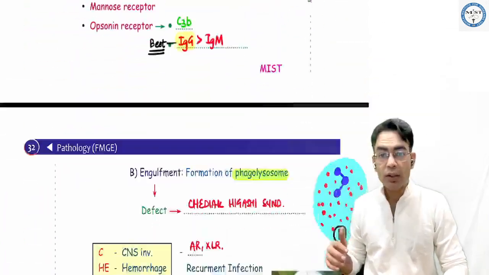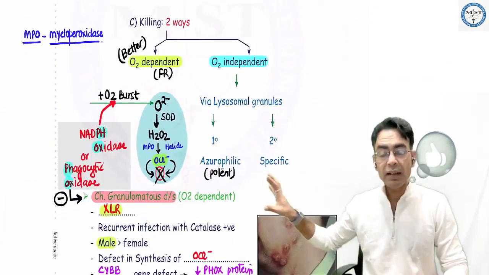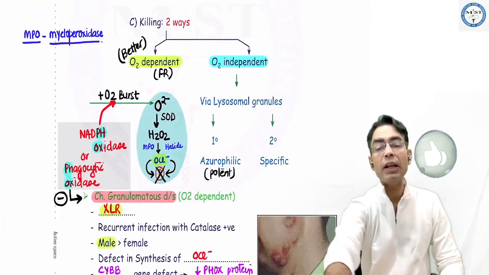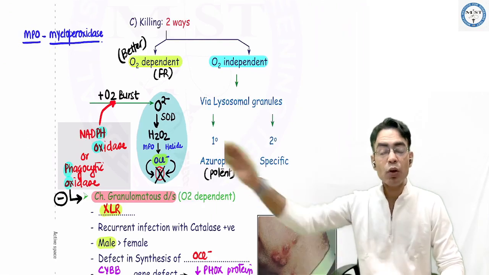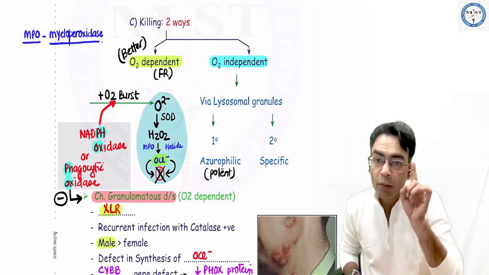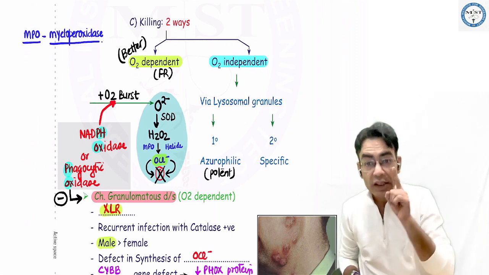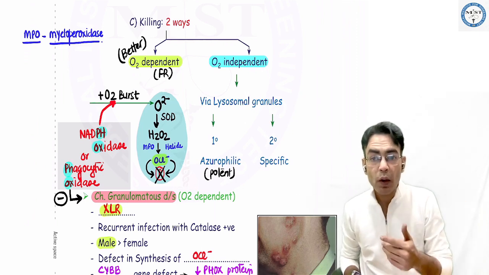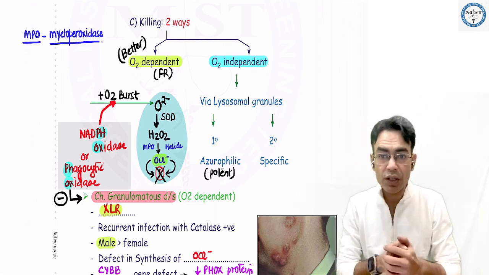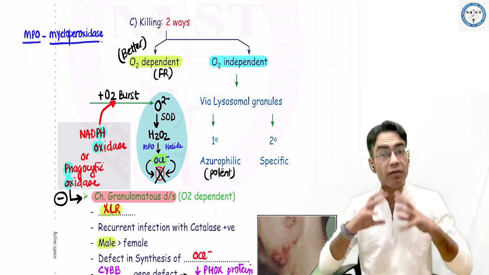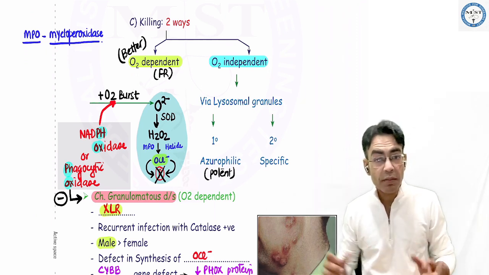Now, when we talk about the killing, it can be oxygen dependent or oxygen independent. Oxygen dependent killing is the formation of free radicals causing cell death. So what is the enzyme required? NADPH oxidase, the phagocytic oxidase. And what is the free radical you are trying to make in oxygen dependent killing?